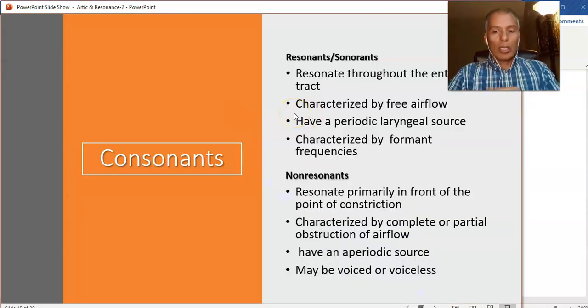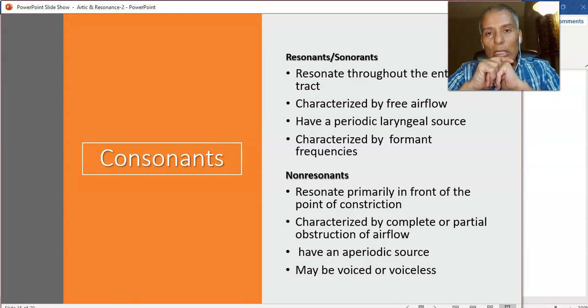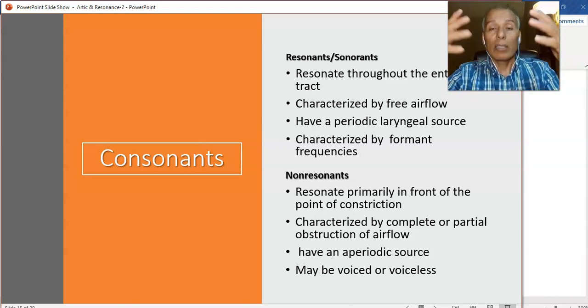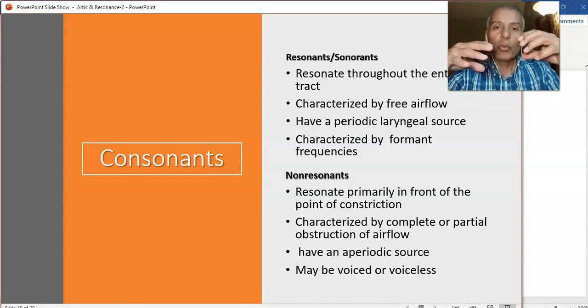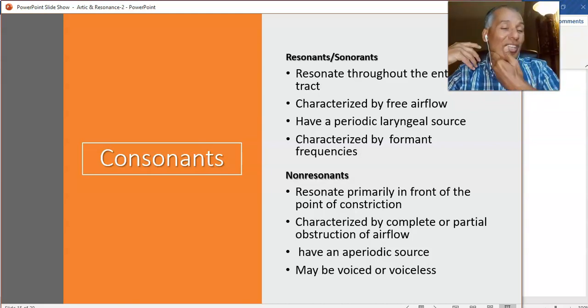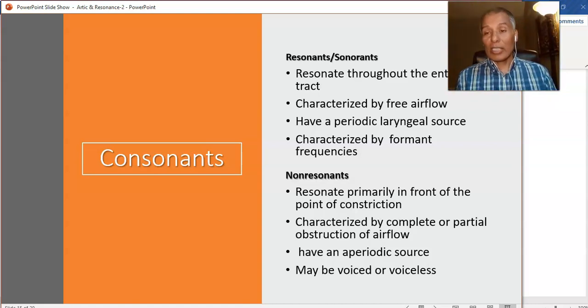So for the consonants, we have two groups, and I mentioned a lot of them before. But now we're going to look at them in terms of resonance in the vocal tract. So we divide the consonants into resonant and non-resonant sounds. We call a consonant a phoneme. A vowel is a phoneme. So resonant consonants are also called sonorants. That is used by linguists. But we, as speech pathologists and hearing scientists, we use resonance because we emphasize the resonance in the vocal tract. So what is the difference between resonant consonants and non-resonant consonants?